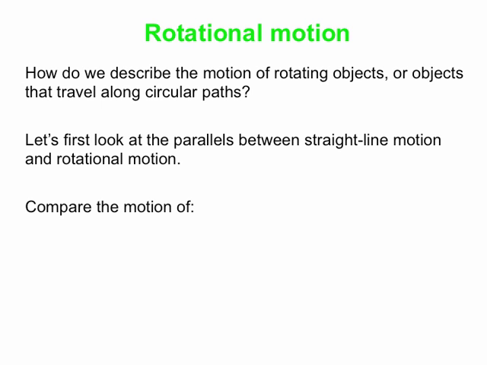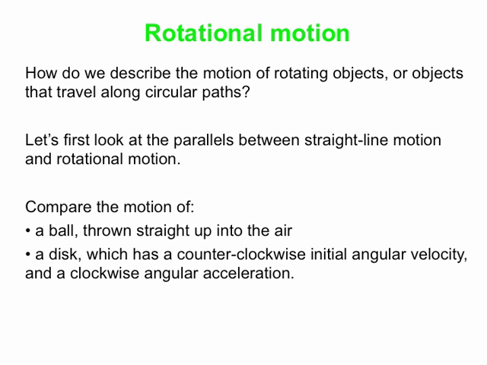So what I'm going to do is show you two things. We're going to look at a ball that's thrown straight up into the air, and we're going to compare that motion to the motion of a disk, and the disk has a counterclockwise initial angular velocity but a clockwise angular acceleration. And if you think about it, that is in some ways similar to the ball. So we're going to give the ball an initial velocity which is directed straight up, but the ball of course is then acted upon by gravity, and the acceleration of the ball is straight down, opposite in direction to the initial velocity. So the same thing happens with the disk.